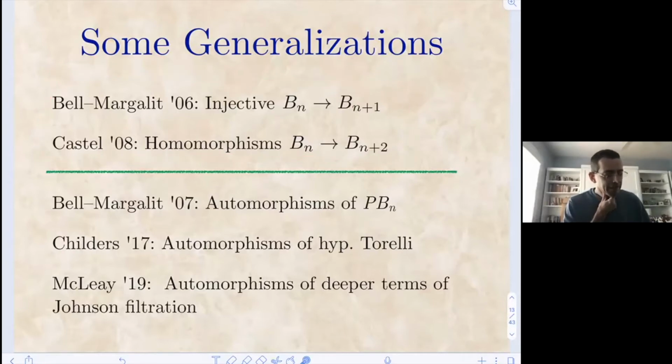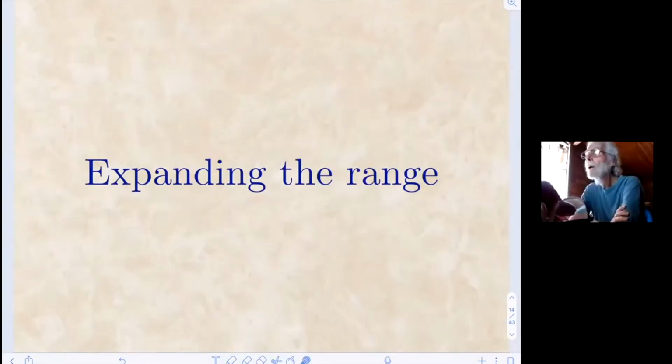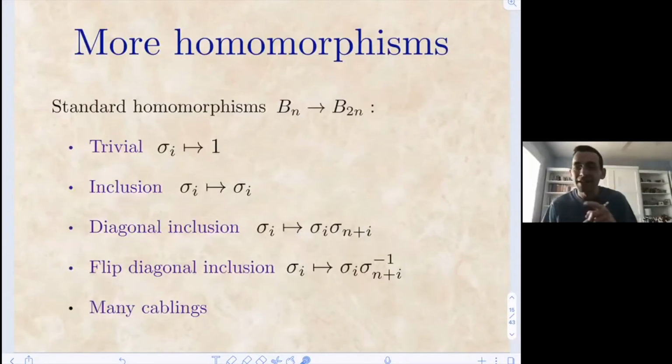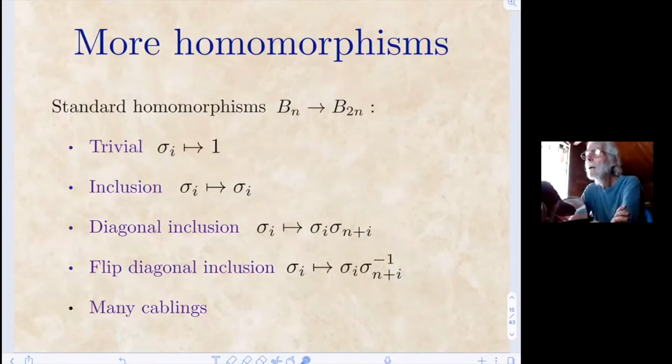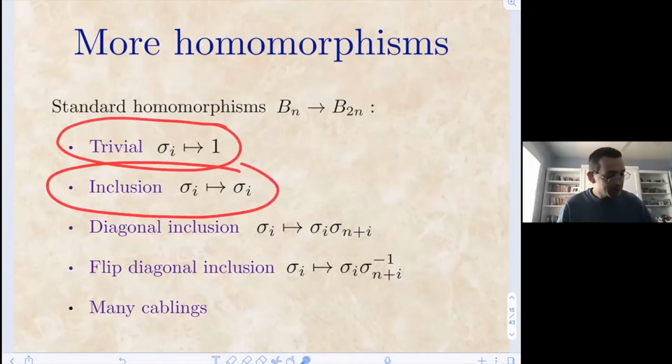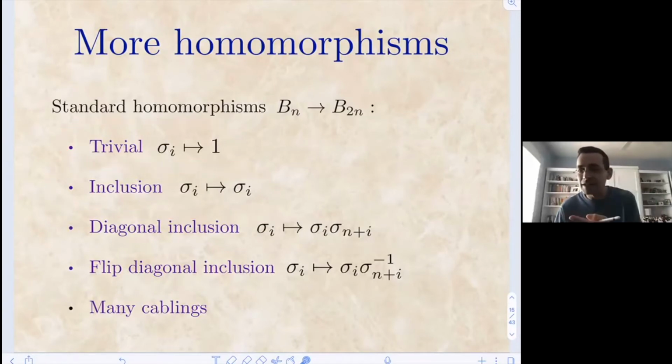And as I said, our theorem is to try to go up to 2n, or change the n+2 to 2n. So that's expanding the range. When you go to 2n, there's more interesting things that can happen. Here are some homomorphisms. You have the trivial map, obviously. You have inclusion. You can just send sigma i to sigma i. So basically the last n strands are doing nothing.